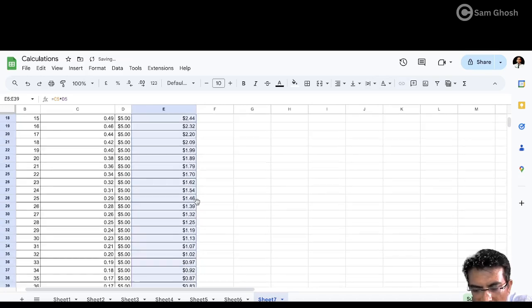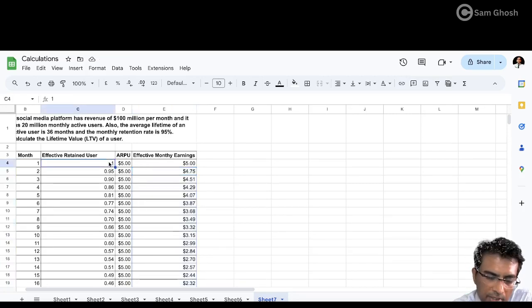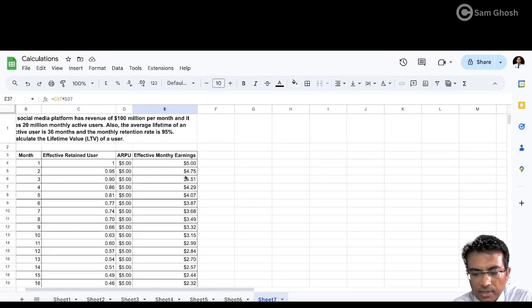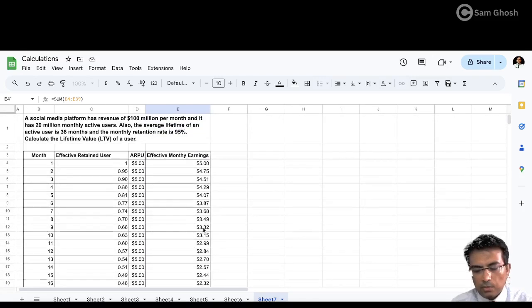So now the LTV, the lifetime value for that one acquired user, should be the sum of all these effective monthly earnings. So let's take a sum. So it comes to $84.22. Now, yes, we have worked with some assumptions here and you can do some other things with that. But the idea is that for social media platforms, when you are dealing with retention rates, calculating LTV may not be that straightforward.